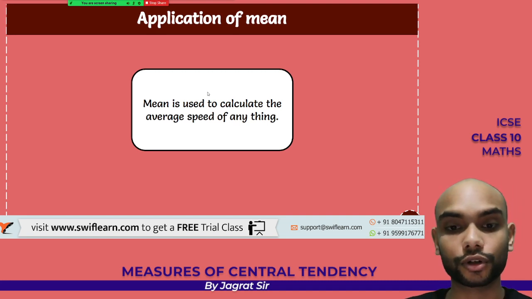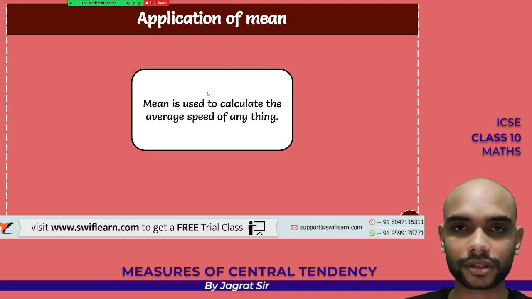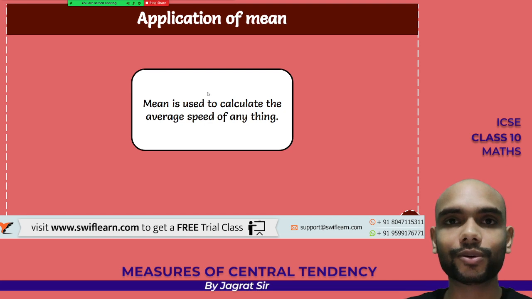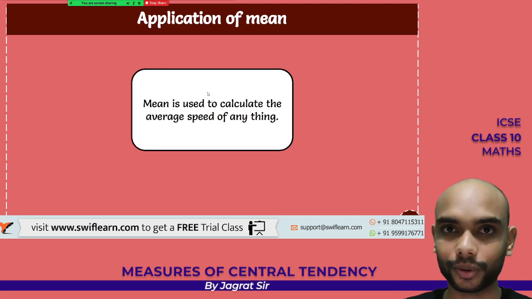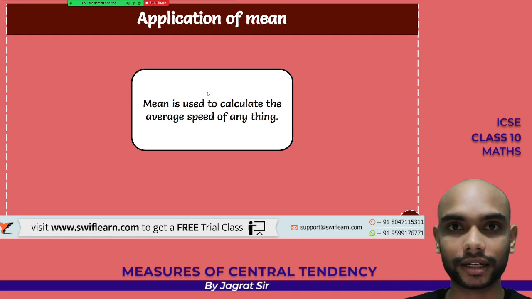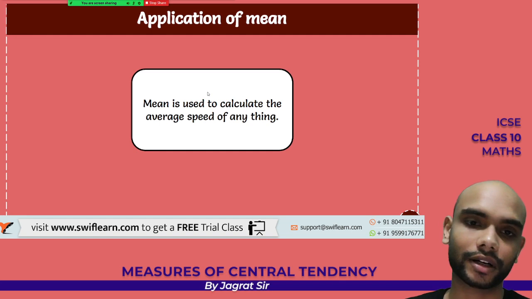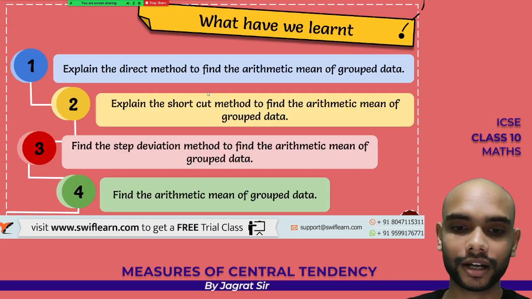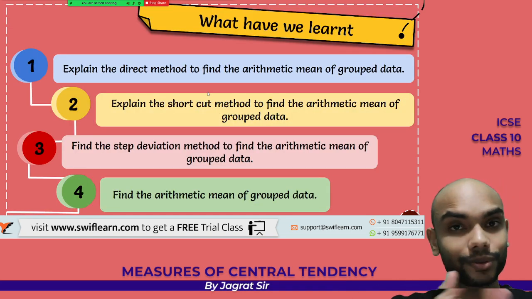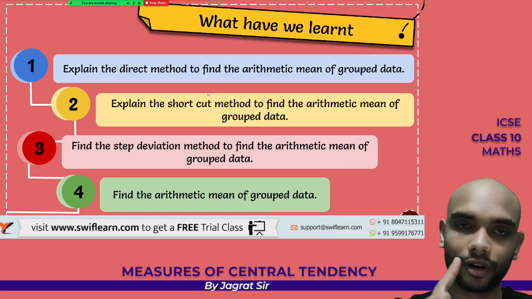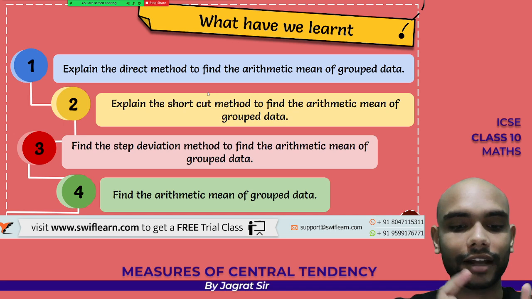Today was about grouped data. Yeah, and the previous class was about all the formulas and the ungrouped data. The previous class had much easier questions than this class. Those of you who had not seen the previous video, I request you to go and see the previous videos. In the previous video, we talked about the ungrouped data, which was easier questions. And here we talked about grouped data. I hope I was of use to you. And this was the topic that we covered today: grouped data for direct method, for shortcut method, and for step deviation method.